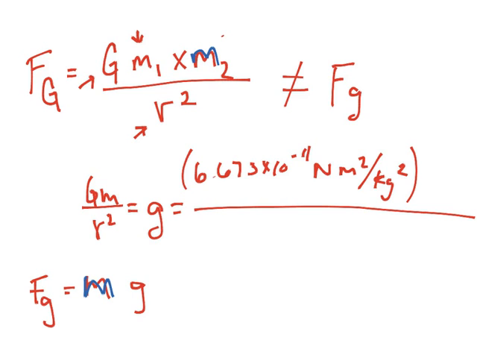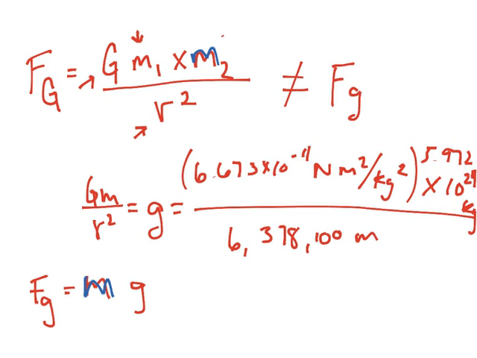The mass is 5.972 times 10 to the 24th, so quite a large number. This is in kilograms. And the radius of the Earth is about 6,378,100 meters. So as far as the units go, this cancels, this cancels, this cancels one of them.